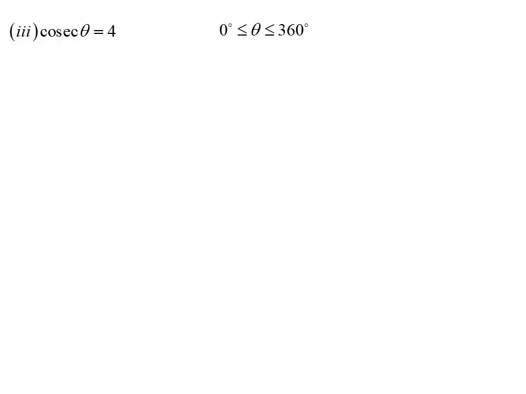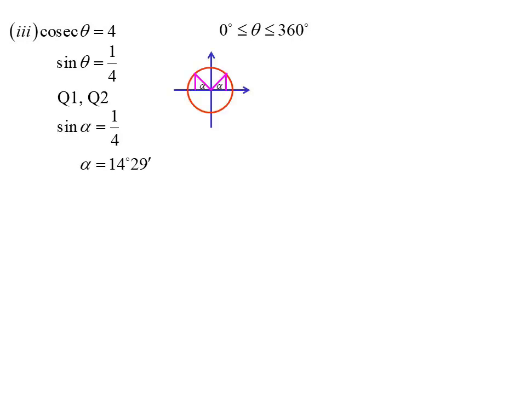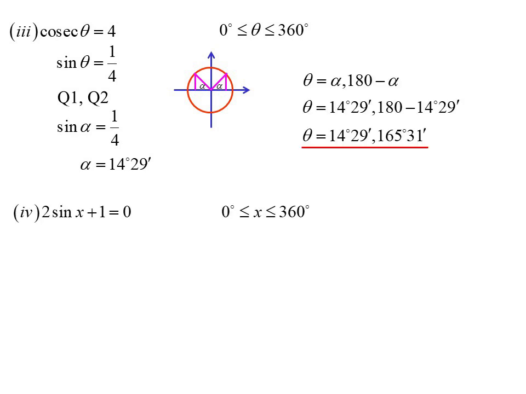Cosec though, that's a little bit different. We don't have a cosec button on our calculator, of course. So the first thing we do is turn it into something our calculator will handle. I'll change it to a sine ratio. Sine is a quarter. In the first and the second quadrant, the acute angle is 14 degrees 29. We have our two answers.